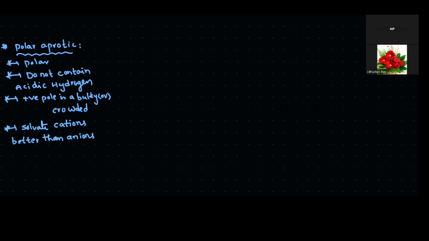Now we will discuss the examples belonging to polar aprotic solvents. The first one is DMSO. The name of the compound is dimethyl sulfoxide.